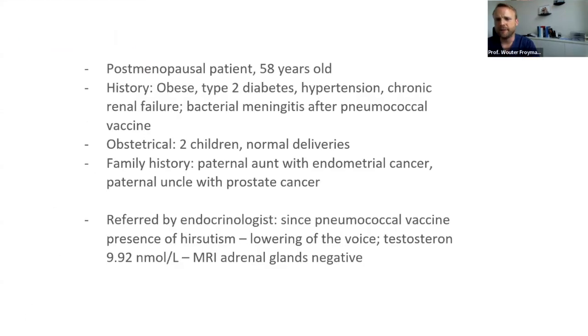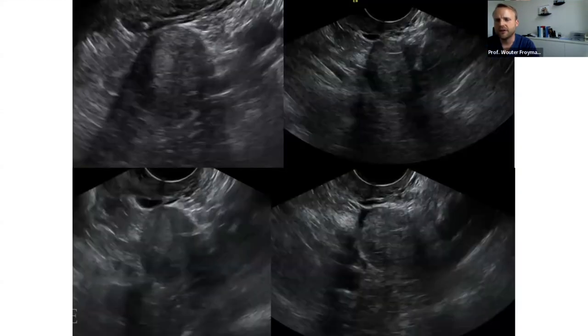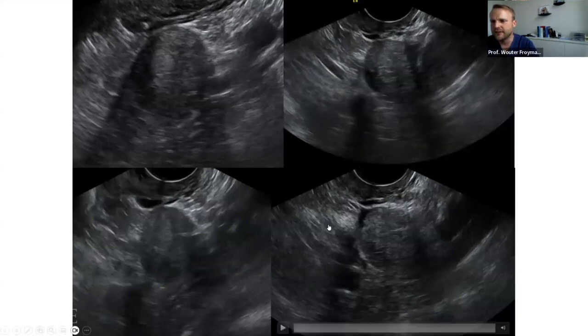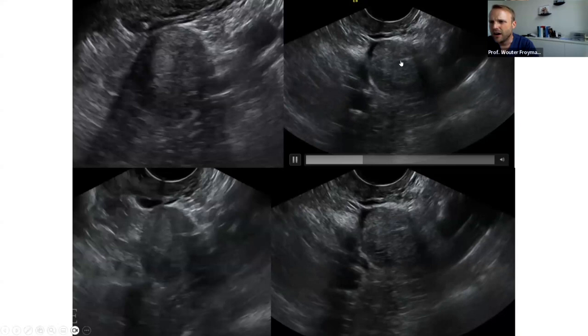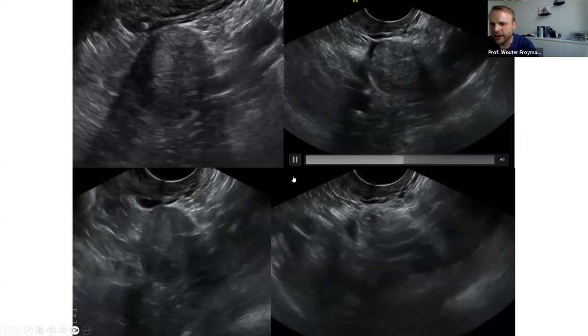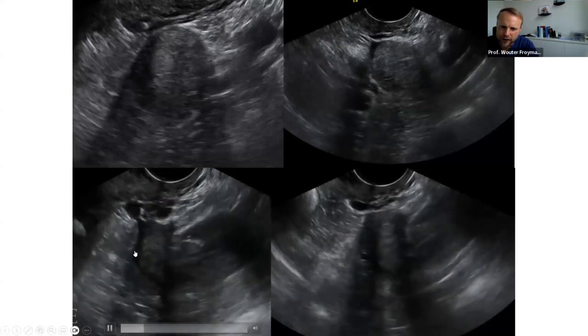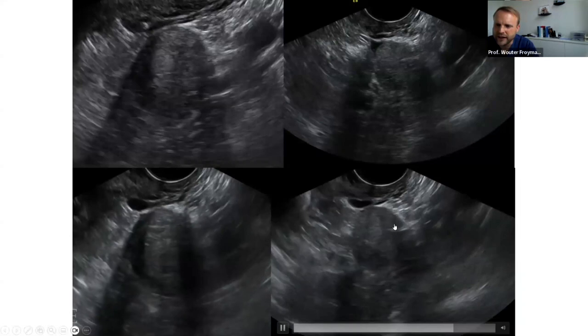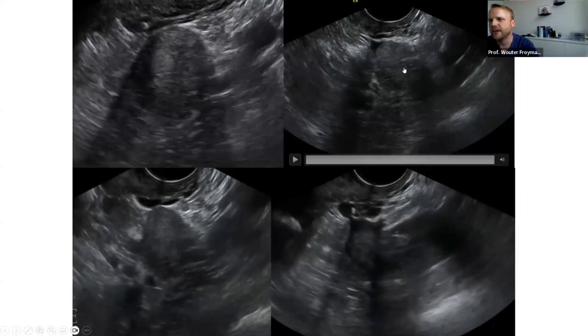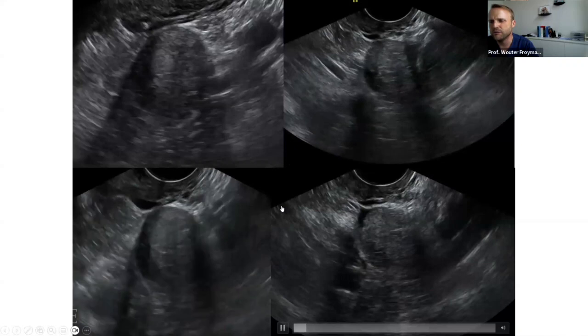And then one case, to conclude: a 58-year-old patient was referred by the endocrinologist because she had an increased testosterone level. She presented with hirsutism and also lowering of the voice, and the MRI of the adrenal glands was negative. And here you can see that we have in the ovary a rather small solid tumor, and around it you can still see some normal stroma. So the darker area is the normal ovarian stroma, and centrally you have a more hyperechogenic solid tumor inside the ovary, which is not so big.